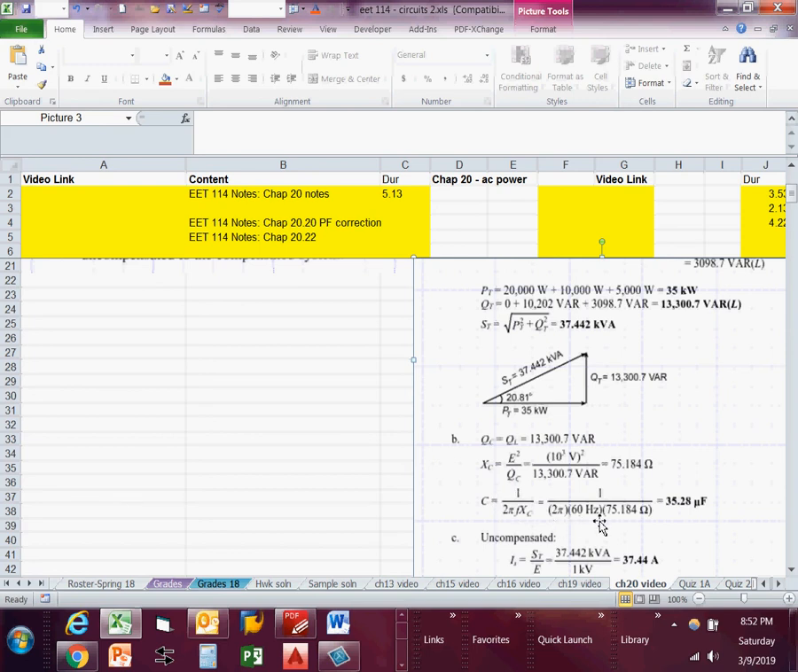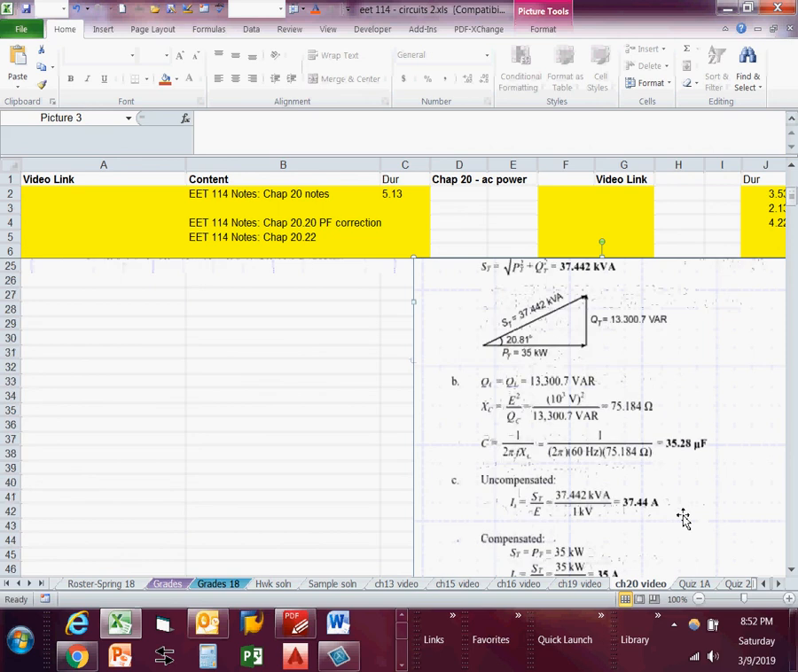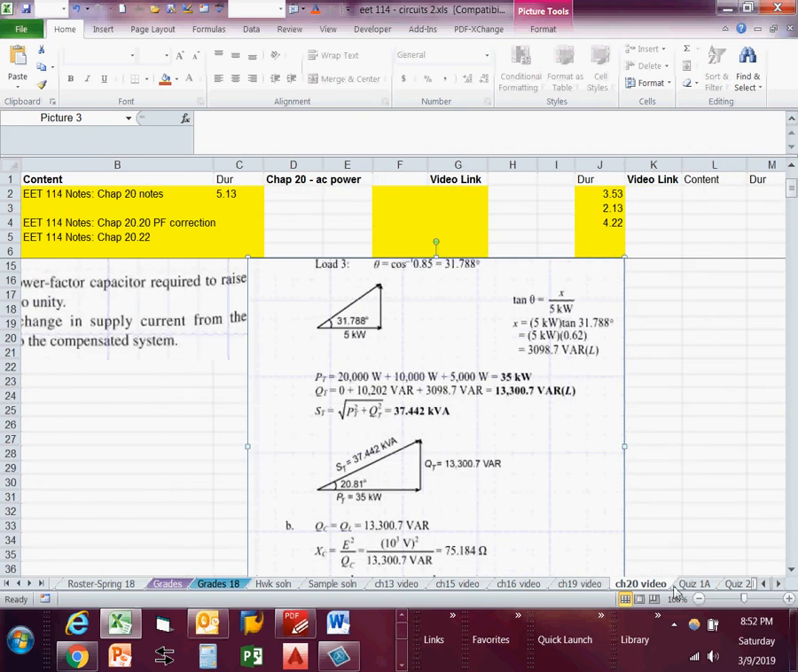And then you can figure out the capacitance from this formula that you guys know all about. It's a 60 hertz system. Plug in the reactance. You get 35.28 microfarads.